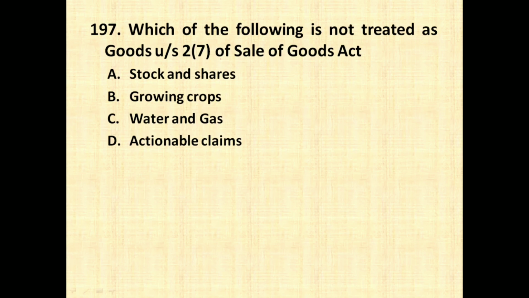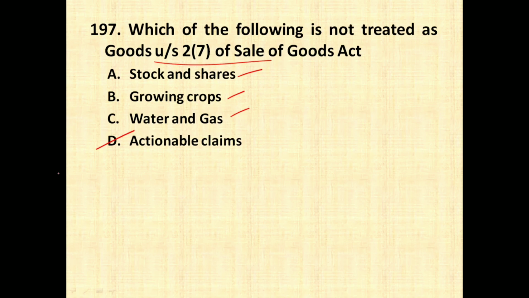Which of the following is not treated as goods under section 2 subsection 7 of the Sale of Goods Act? Stock and shares, growing crops, water and gas, actionable claims. The Sale of Goods Act defines all movable goods under the definition of goods, which includes shares and stocks, growing crops, water and gas, but it does not include actionable claims. So the correct answer is actionable claims. Actionable claims are unsecured debts. For example, if you have given a loan to your friend and he gives you a promissory note to keep, that is called an actionable claim.